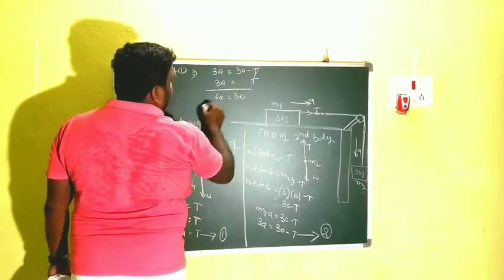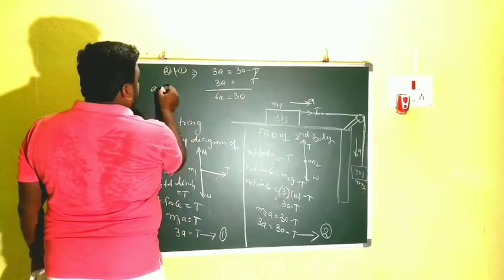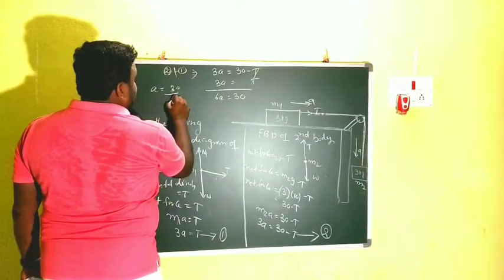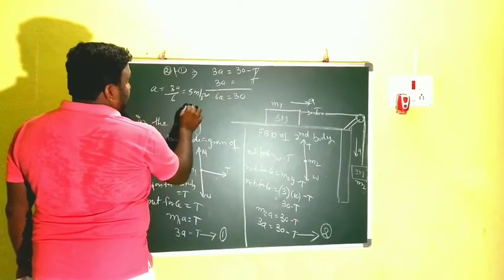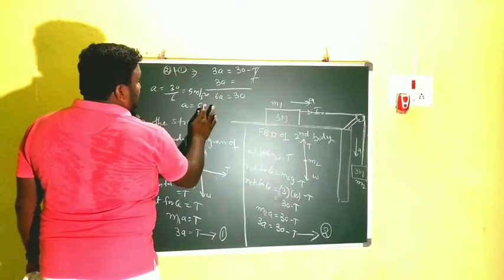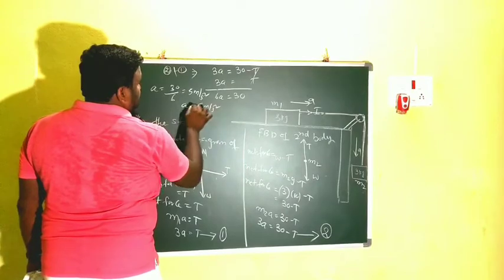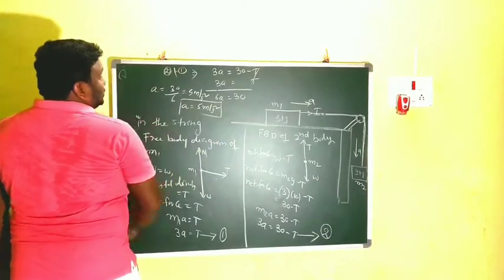Then what do you get? 30. Then a is equal to what? 30 by 6. Then what do you get? 5 meter per second square. A is equal to 5 meter per second square. Clear, children? So this is the first one.